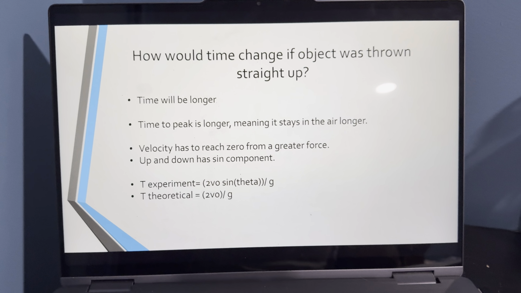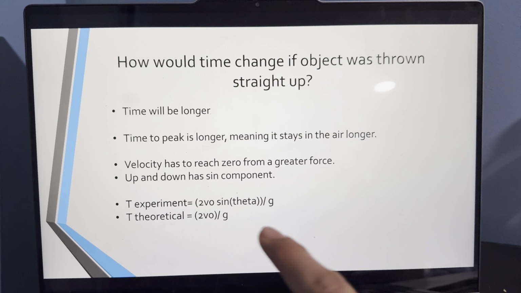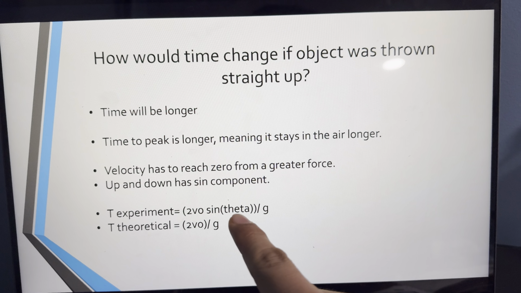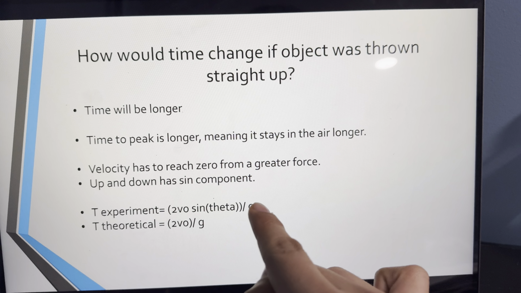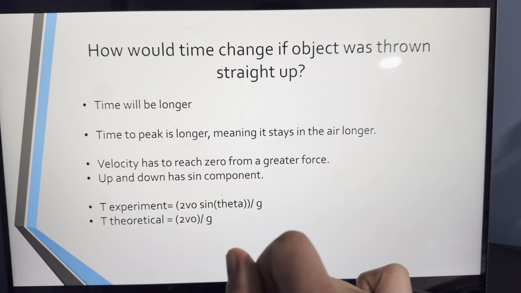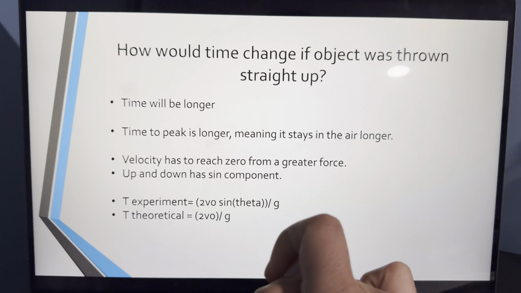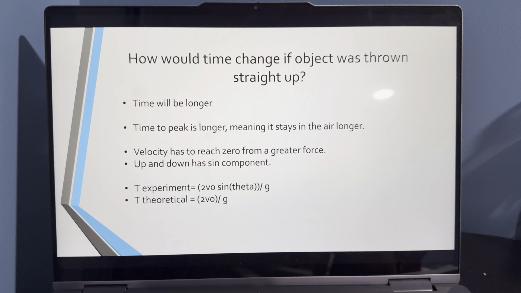And since up and down has the sine component, we see here that the sine component would activate, and if the angle was lower than 0, that means the experiment would be lower, causing our time to be longer.